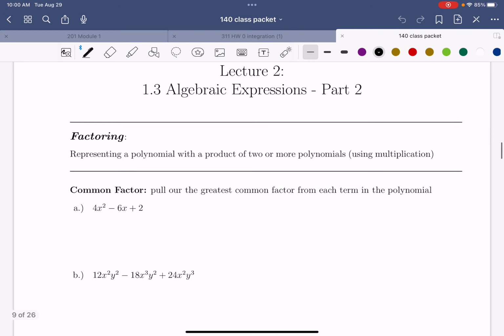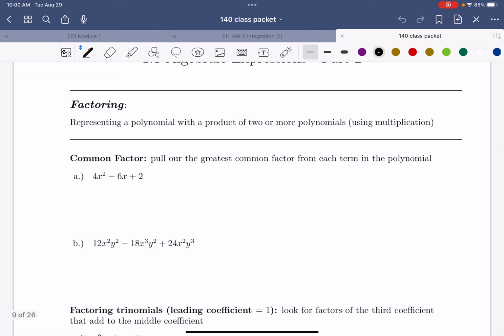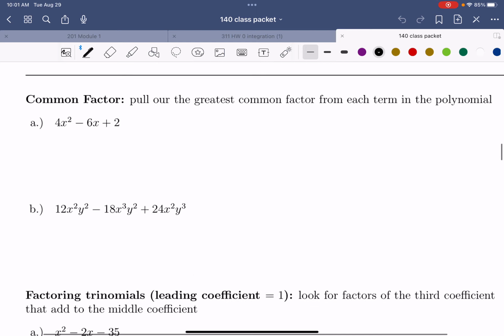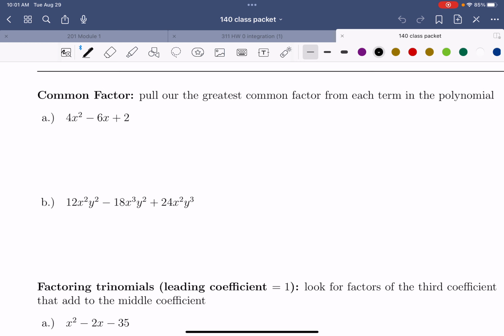Okay. So factoring just means that you're representing a polynomial with a product, meaning multiplication, of two or more polynomials. Okay, so we're going to factor things out. So how do we do that? Well, the first way that we do that is by using a common factor. That means you're going to look at all your terms and say, what do they have in common? What is their greatest common factor? And you're going to pull that out front.